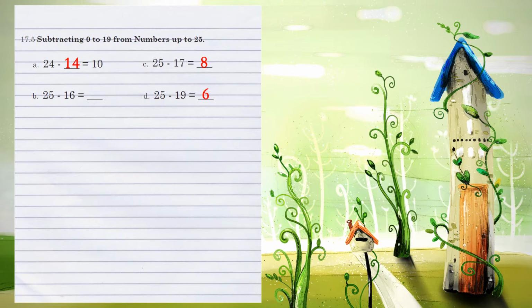Example B, 25 minus 16. Again, let's look at the ones position. You can't take 6 from 5. Let's go through our process of borrowing to make that 5 a 15. 15 minus 6 is 9. 1 minus 1 is 0, so the answer is 9.